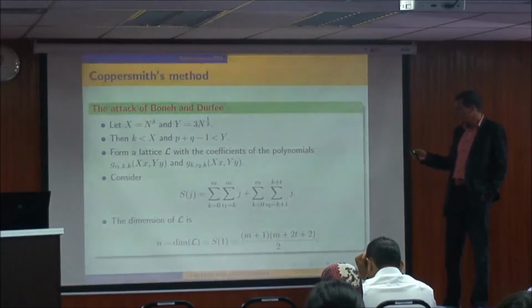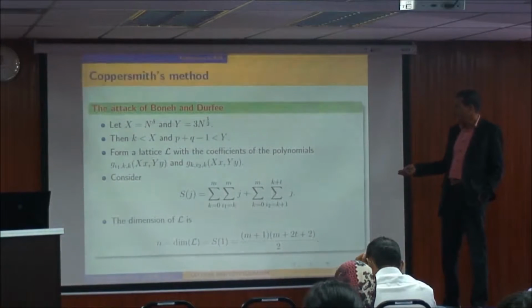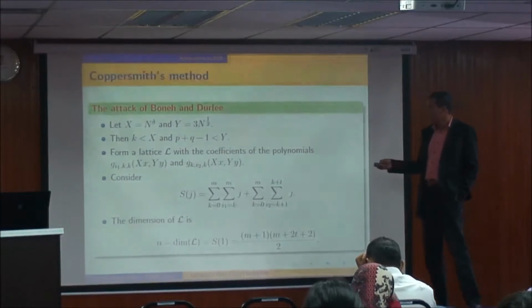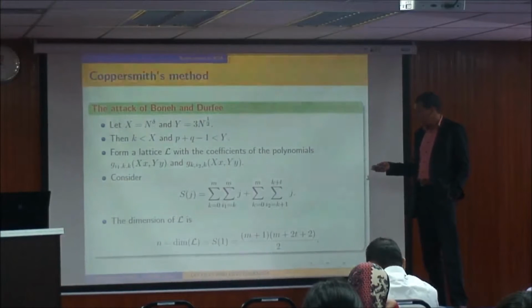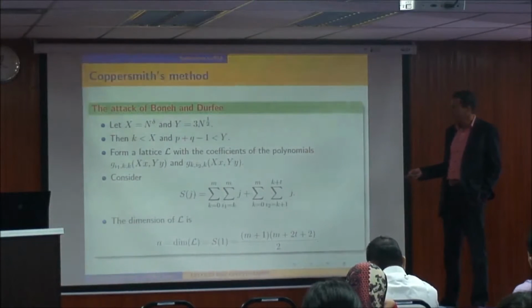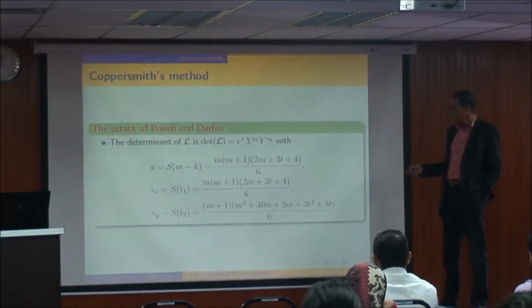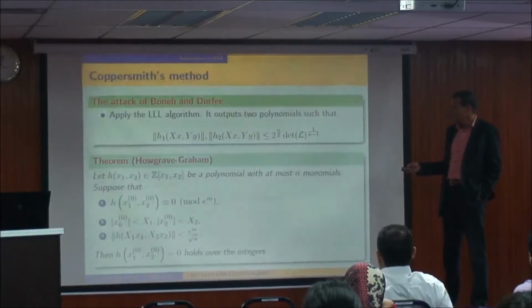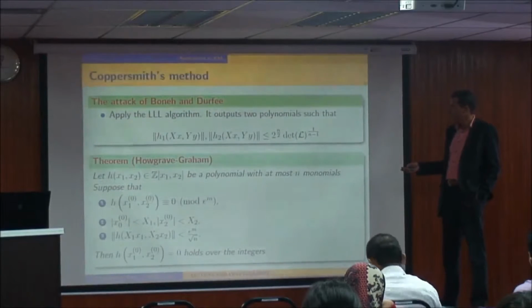So this is the attack of Boneh and Durfee to attack the RSA system, and we can find some results about which one.